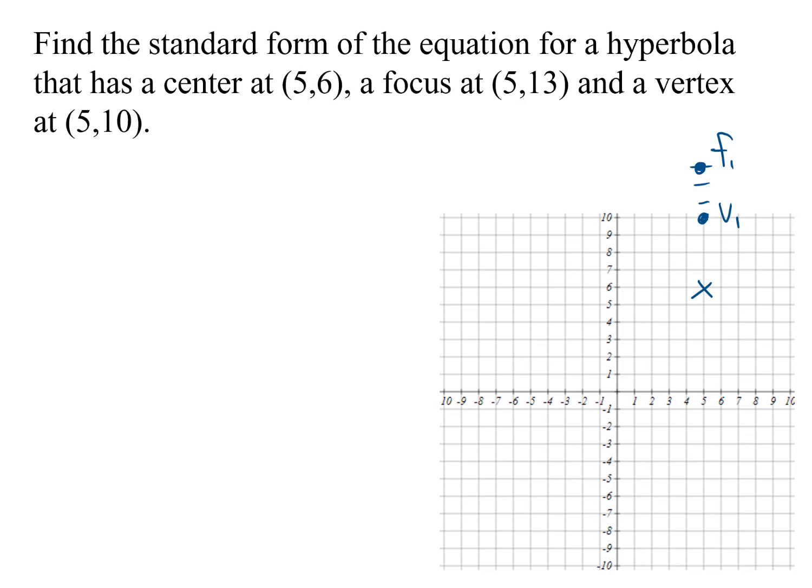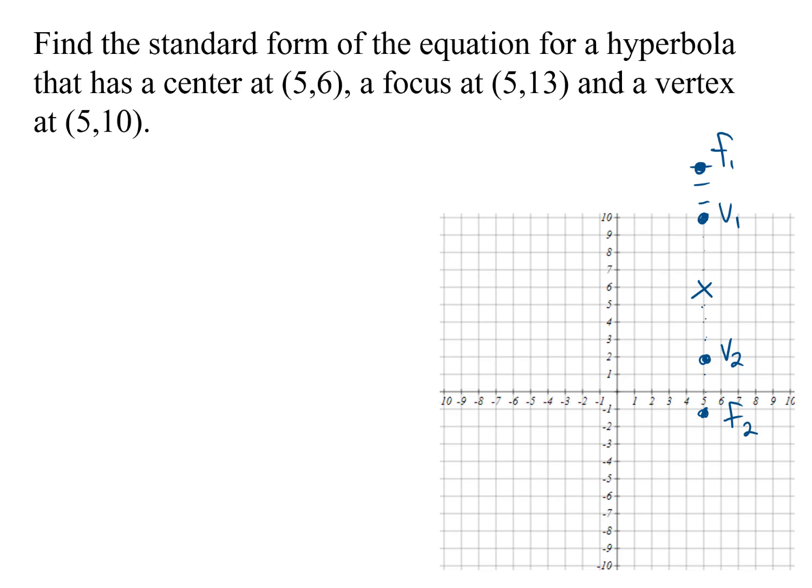Now I can add the other focus and the other vertex because they are symmetric. So from the center, it's up 1, 2, 3, 4 above the center for vertex 1. So 1, 2, 3, 4 below the center would be vertex 2. The focus was 1, 2, 3, 4, 5, 6, 7 above the center. So if I do 1, 2, 3, 4, 5, 6, 7 below the center, I would have the other focus.